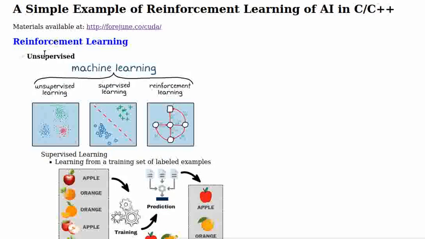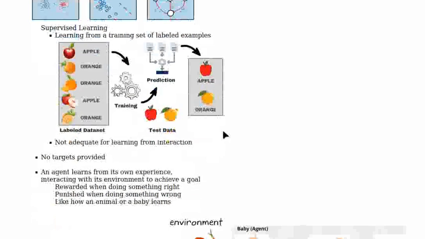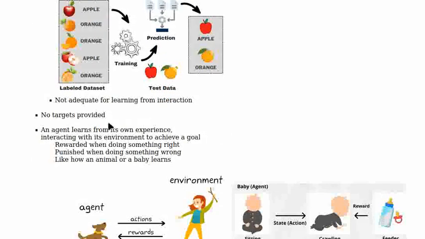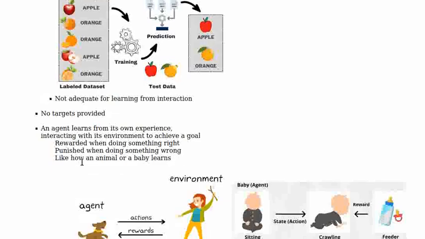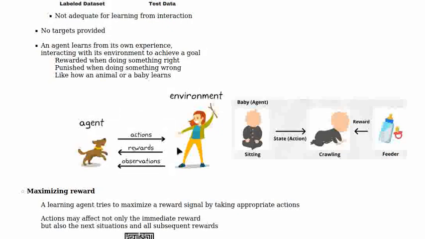Interestingly, RL is also considered a form of unsupervised learning. There are no explicit labels or targets provided. Instead, an agent learns through its own experiences, interacting with an environment to achieve a specific goal. The agent is rewarded when it takes actions that lead to good outcomes. It is penalized when it makes poor decisions. This is similar to how animals, or even babies, learn through trial and error.